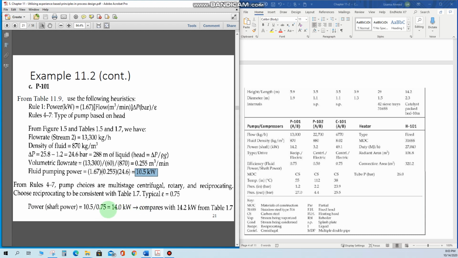Okay, now you can compare this value with table 1.7. Here the value for the shaft power is 14.2. So now you can see that we have simply used the heuristic equation provided here to estimate the pumping power requirement and the actual shaft power required by this pump. So this is the advantage of using this equation that we get from the heuristics.